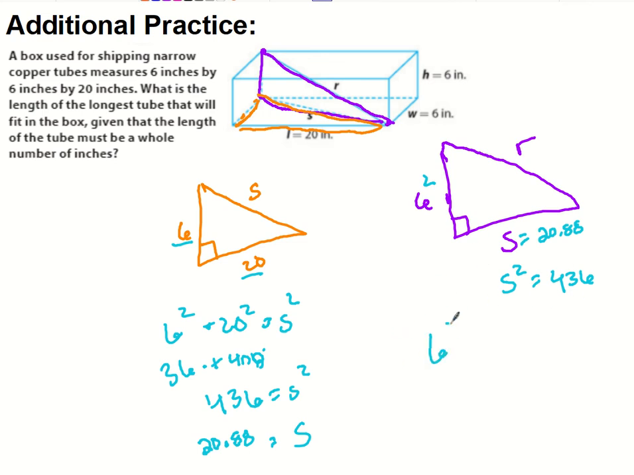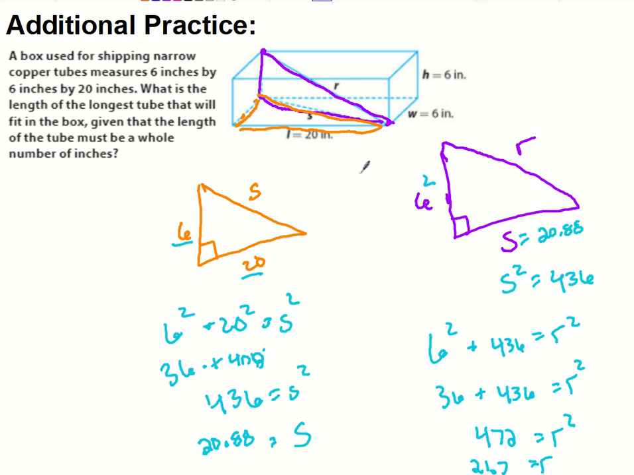So when I set up my second one here, this is 6 squared plus s squared equals r squared. And I'm replacing the s squared with 436. So now I have 36 plus 436 equals r squared. This gets me 472 equals r squared. When I plug that into the calculator, I'm going to get approximately 21.7.